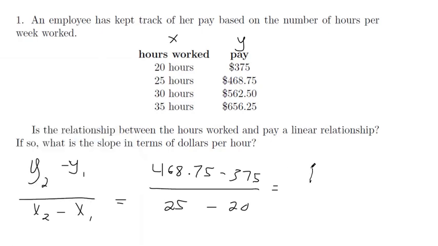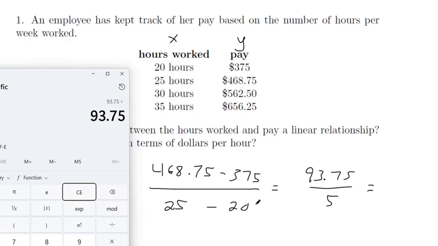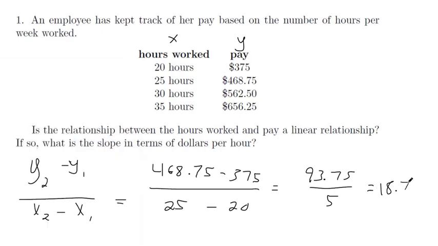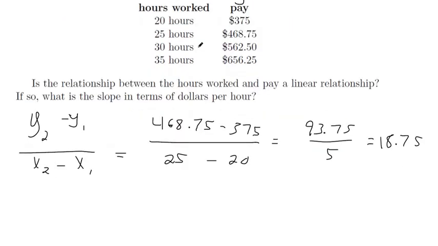So I got $93.75. We went up by $93.75 for 5 hours of work. Or if we finish dividing that, that's $18.75 an hour. Let's see if it's linear by checking another set of 2 points. If our pay, which it should be if we're being paid dollars per hour, if our pay is linear, should get the same slope. So let's pick 2 new points.